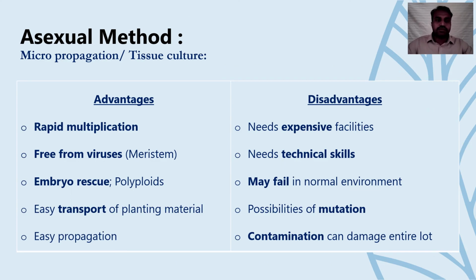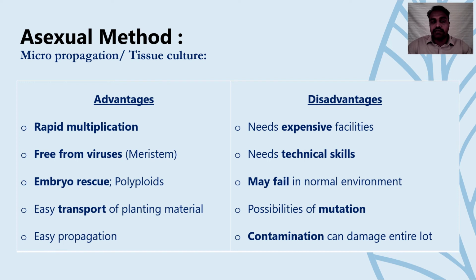Next, coming to the asexual method of micropropagation. Micropropagation, as the term says, is propagation using a small tissue, and this is done by exploiting the property of totipotency, which is present in plant cells. What are the main advantages? Rapid multiplication is possible through micropropagation, and it is free from viruses.